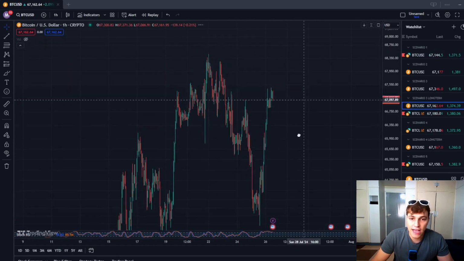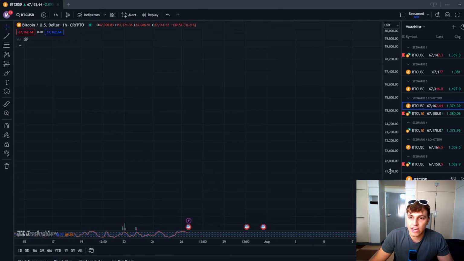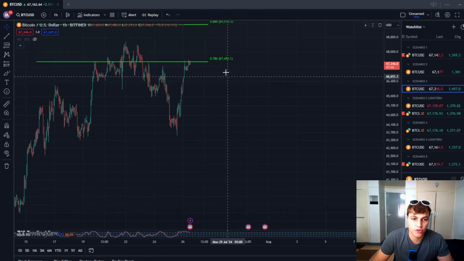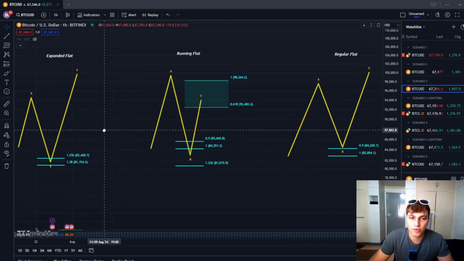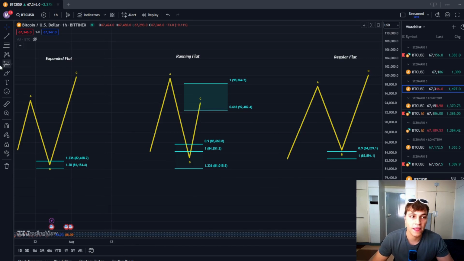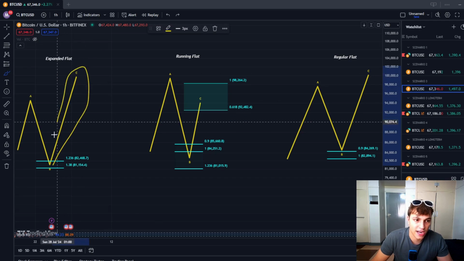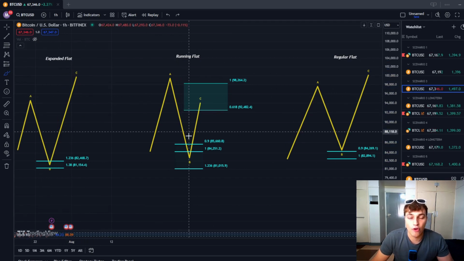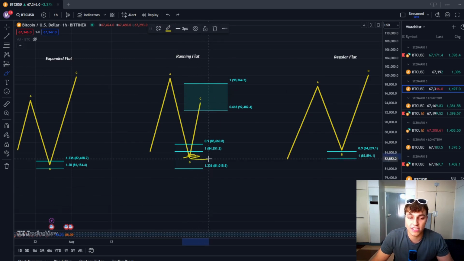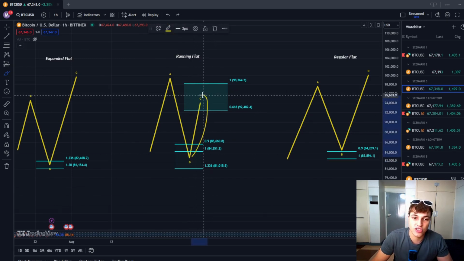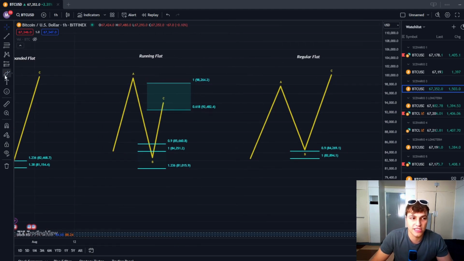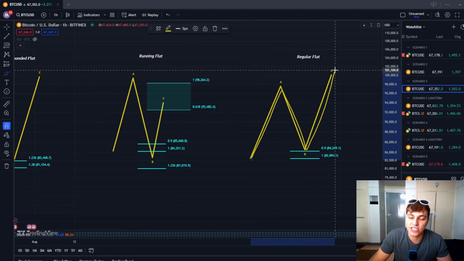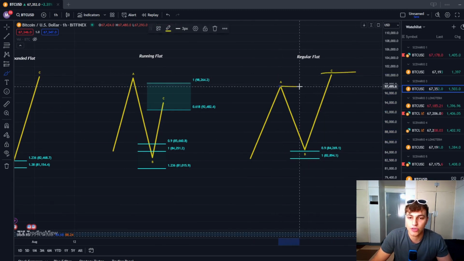we can see here, let me just find our chart with the education on it. If we see here, these are the three things we are looking for in a wave 4. Either an expanded flat, which B takes the low of A and then expands higher than the high of A, a running flat where B does or doesn't take the low of A and then does not expand higher than the high of A, or a regular flat, which is a general A, B, C, no lows taken, and C takes out the high of A.